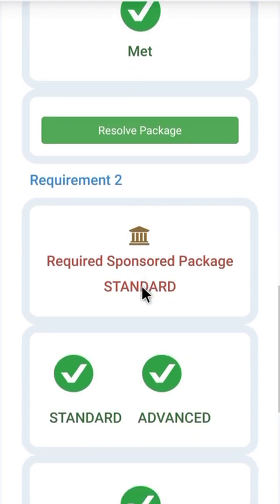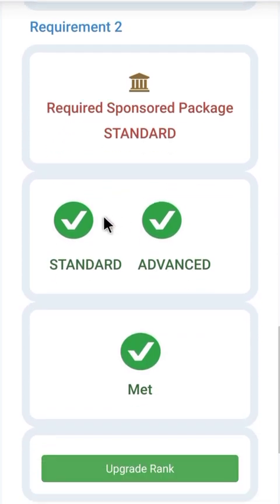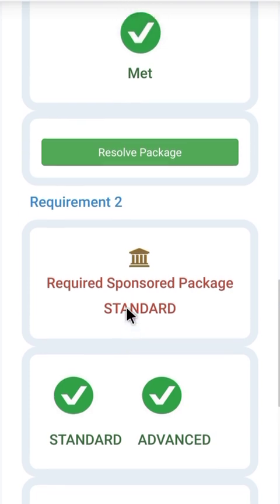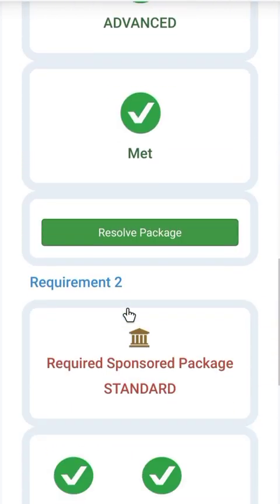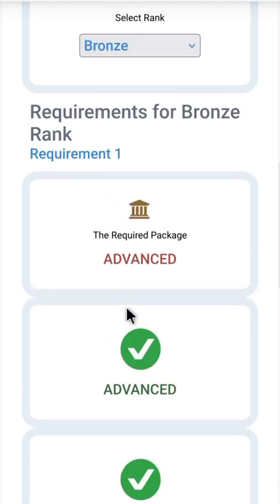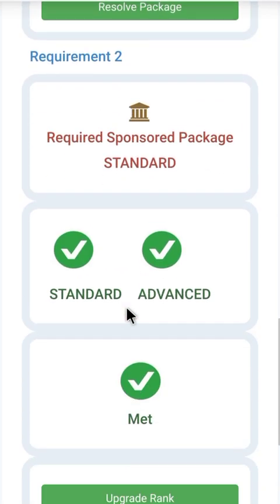Fine. Now looking at requirement 2. On the right leg, he has sponsored an account on advance already. On the left leg, he has sponsored an account that is on standard. And the requirement here is that the sponsored package should be what? Standard. So you should sponsor standard on the left and standard on the right. So he now knows that he has qualified, as in he has met the two requirements, requirement 1 and also requirement 2.